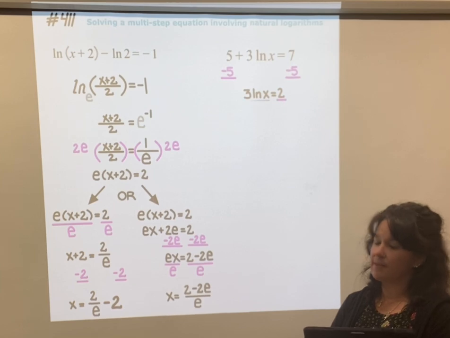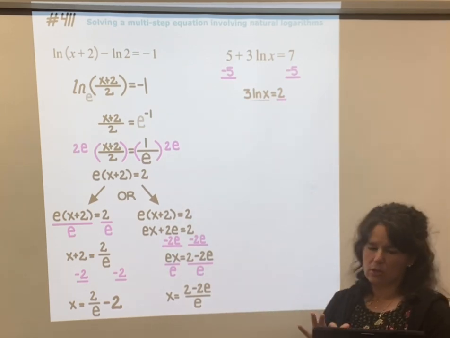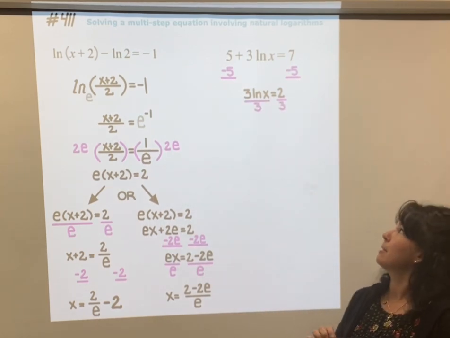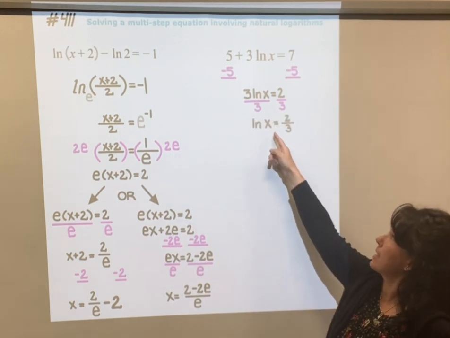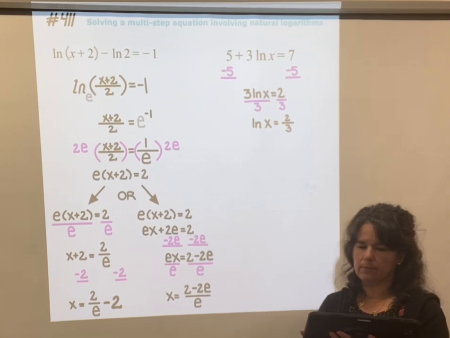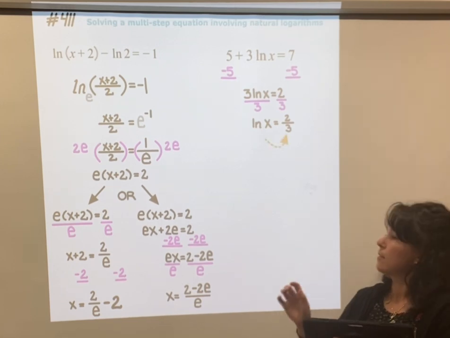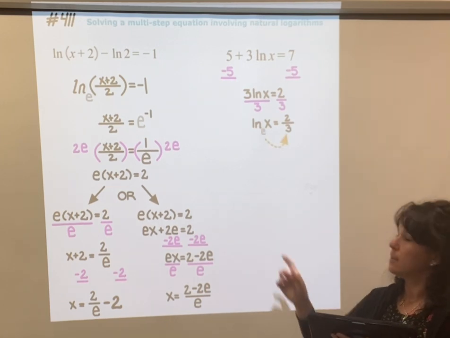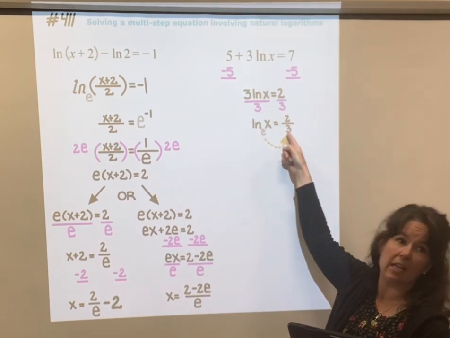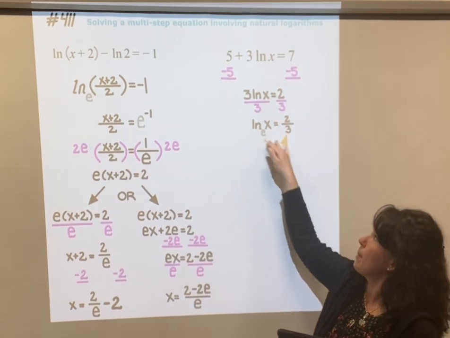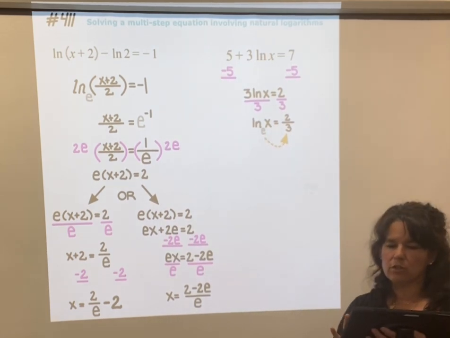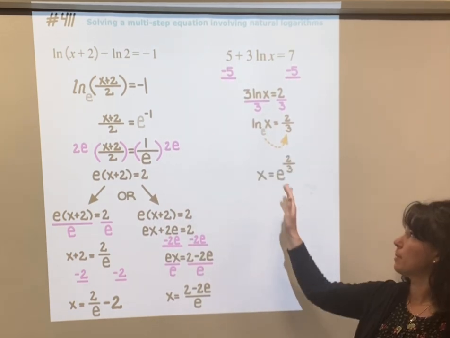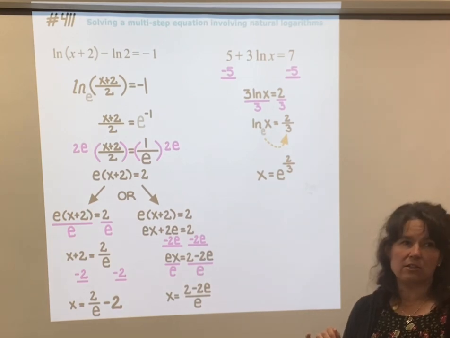Then I still have that 3 in front, so I'm going to get rid of that by dividing by 3. I end up with ln x equals 2/3. The e that's invisible here is tunneling under. So I'm going to end up with x equals e to the power of 2/3 when I change to exponential form, and I have my final answer.